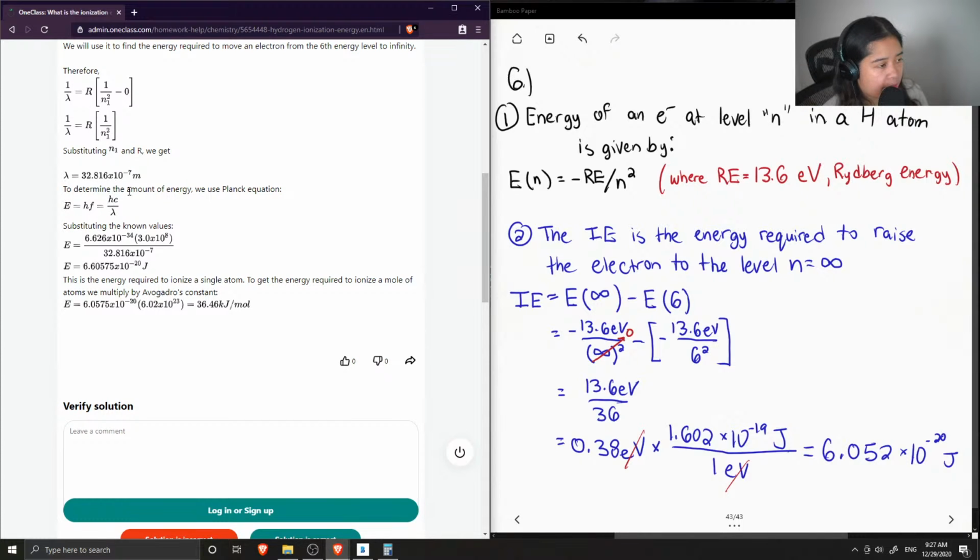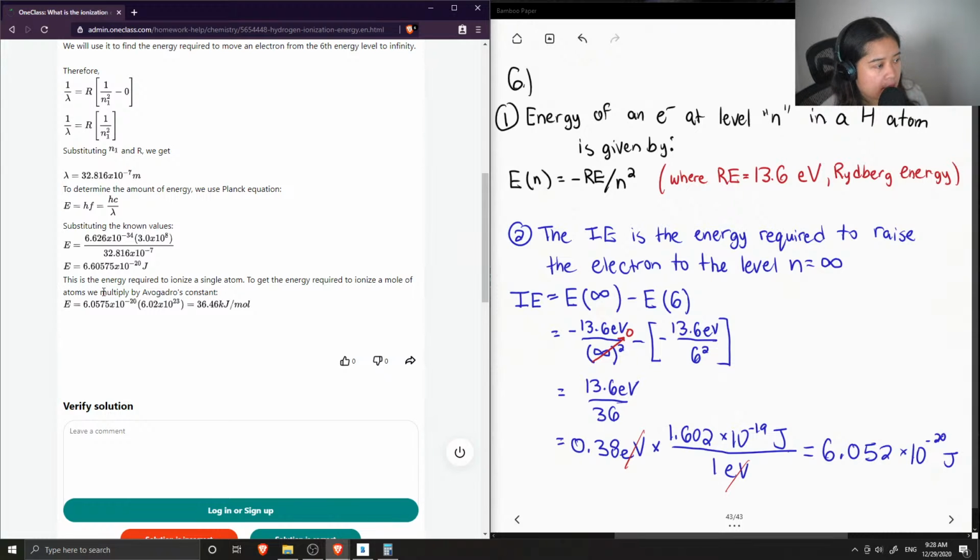And then to determine the amount of energy, we use the Planck equation. So the Planck equation is E is equal to hc over lambda. h is Planck's constant, which is 6.626 times 10 to the negative 34. C is another constant, which is the speed of light, 3 times 10 to the 8. And then lambda is what they found in the previous step.